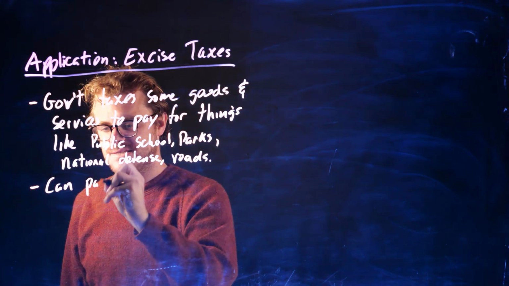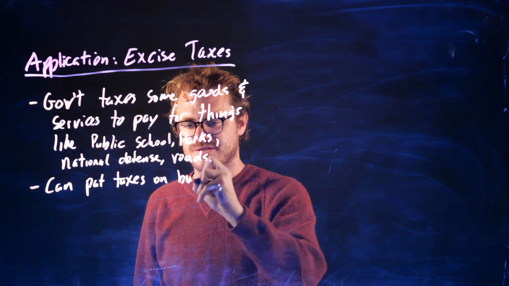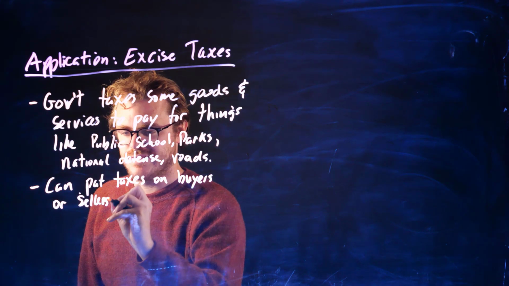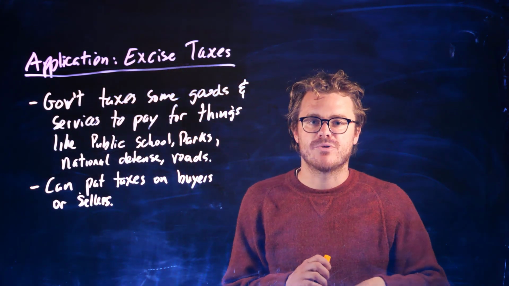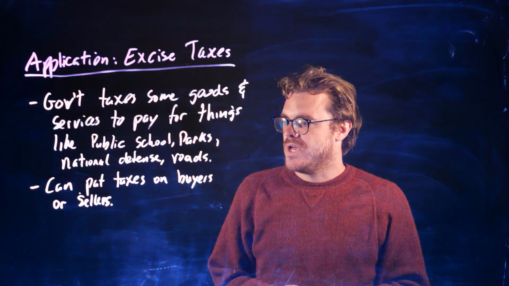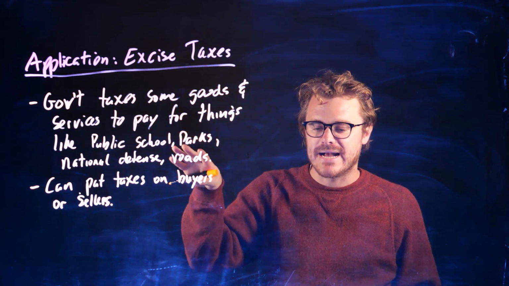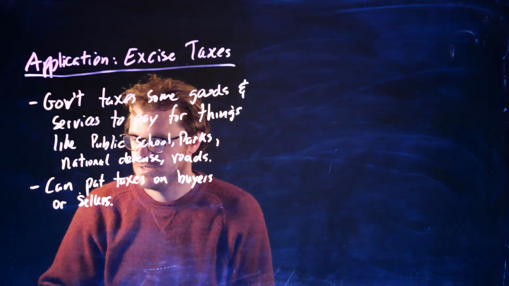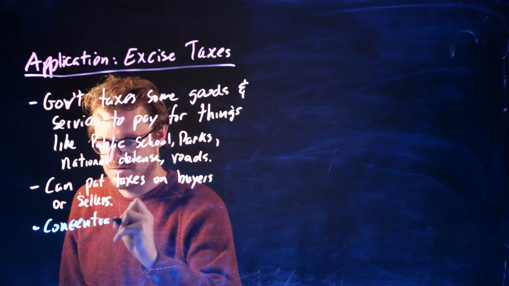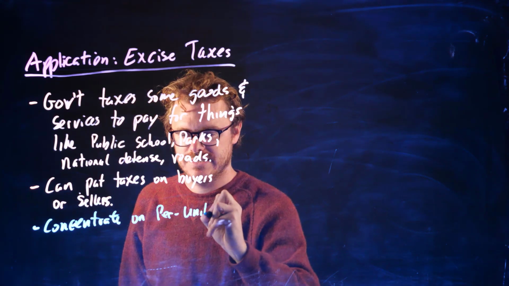They can put taxes on buyers or sellers. So they can tax the production of this good, or they can tax the buying of this good. And what we're going to concentrate on are excise taxes, or per unit taxes.